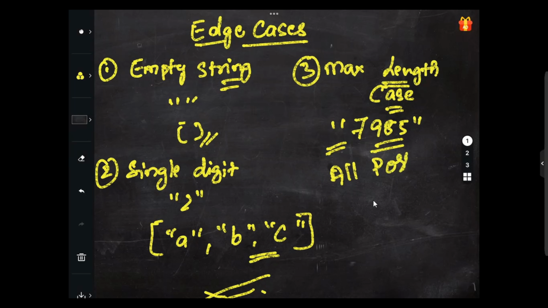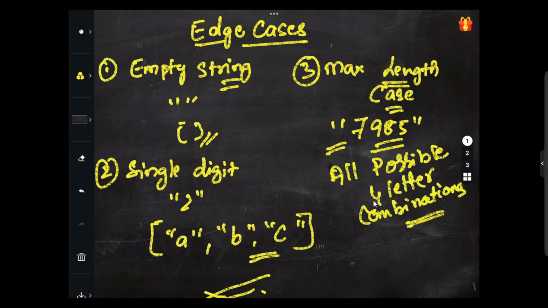So this has to be the output. It has to contain all possible 4-letter combinations for 7, 8, 9 and 5. All possible 4-letter combinations, because we need to ensure the solution efficiently handles up to 4 to the power of 4. That is nothing but 256 combinations in this case.